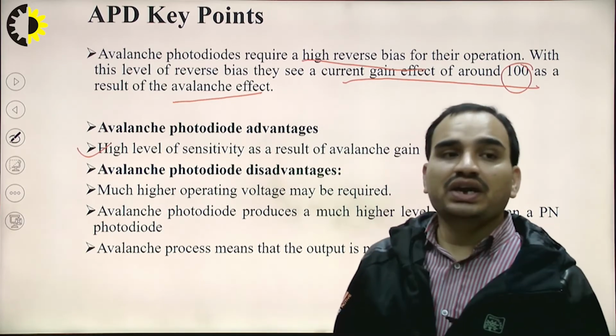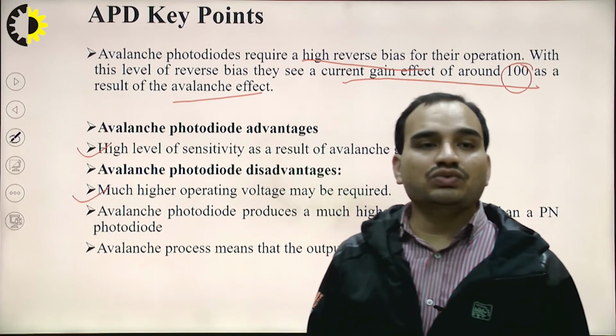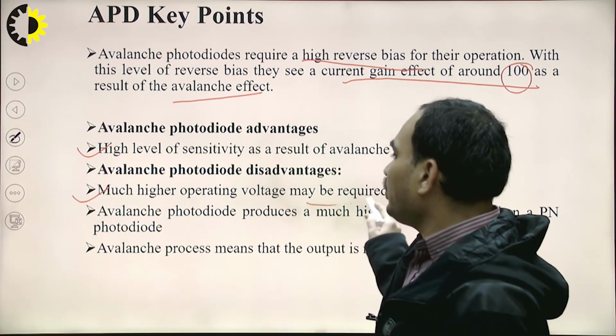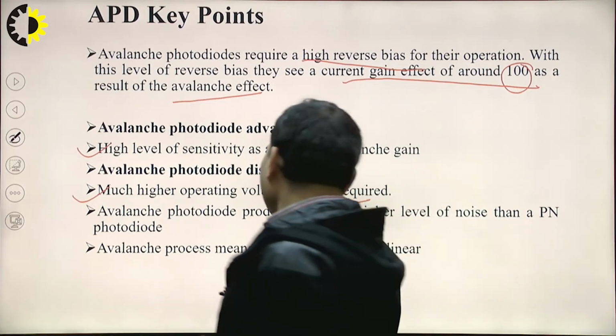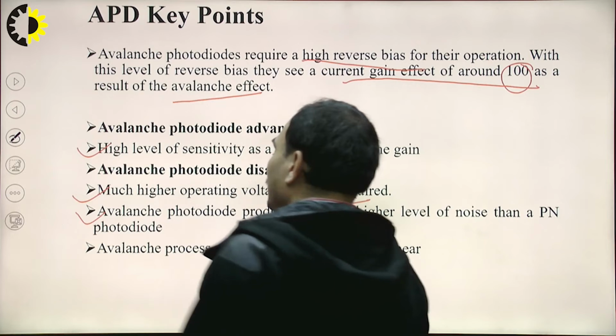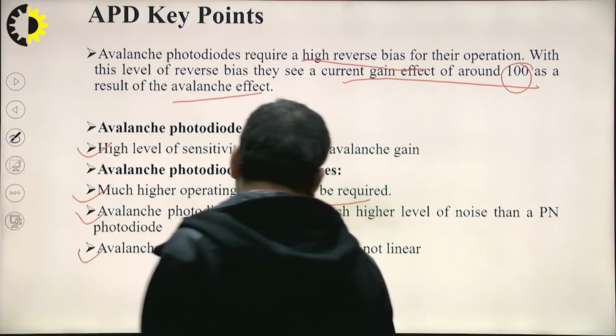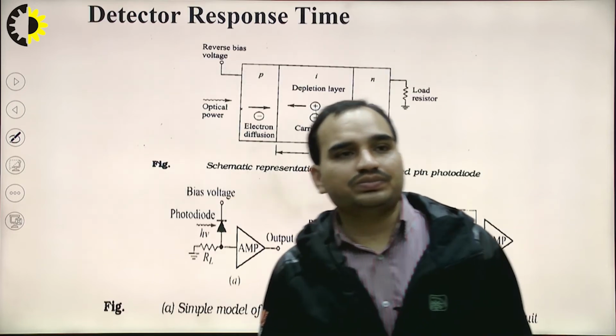avalanche gain. Avalanche photodiode disadvantages: a much higher operating voltage may be required. The avalanche photodiode produces a much higher level of noise than the PN photodiode. And the third one is that the avalanche process means that the output is not linear.